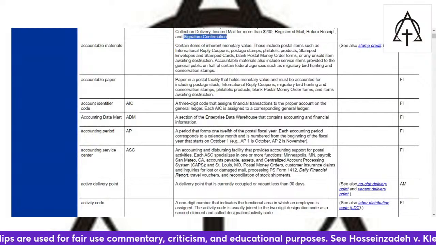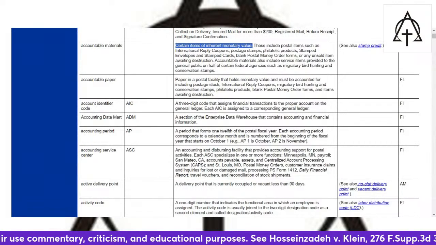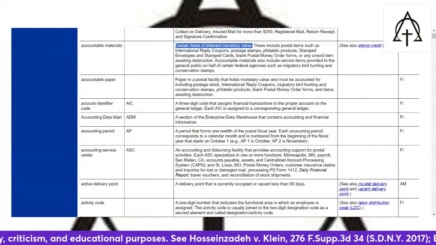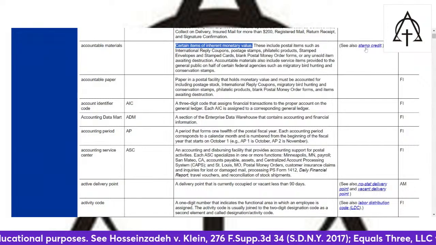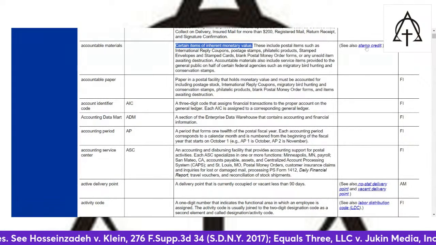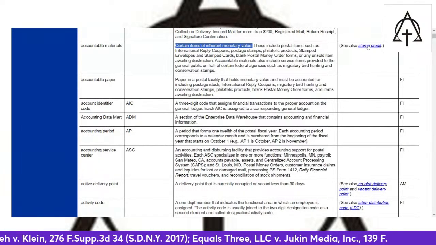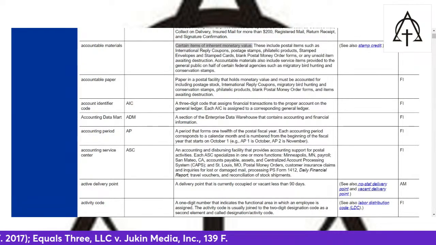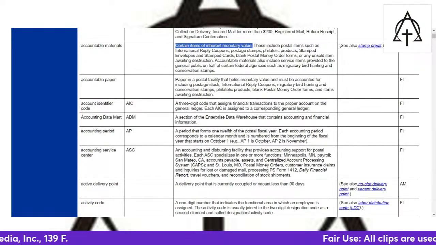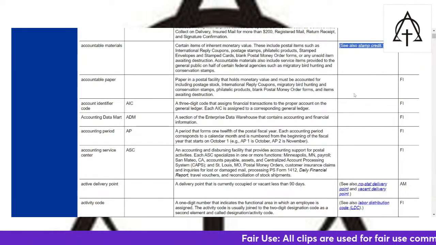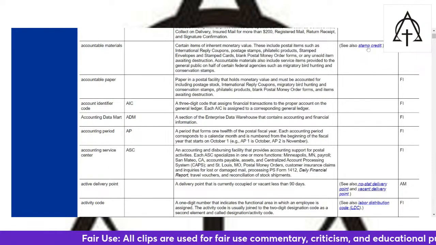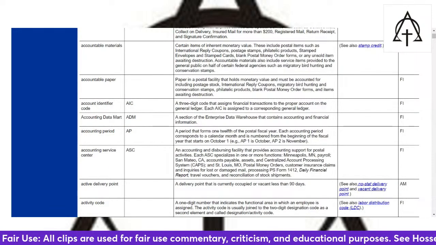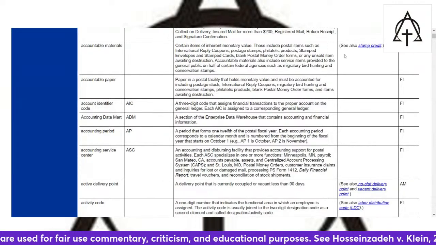Accountable materials, certain items of inherent monetary value. See also stamp credit. You guys see that? Stamp credit. It's blue line highlighted, underlined. So let's click on it, see what happens.